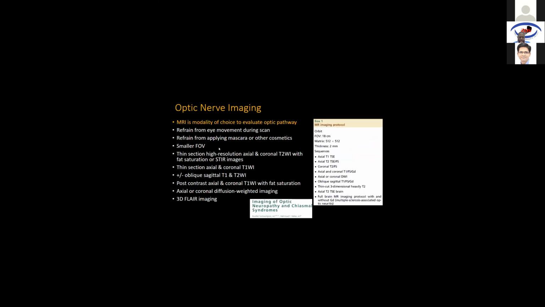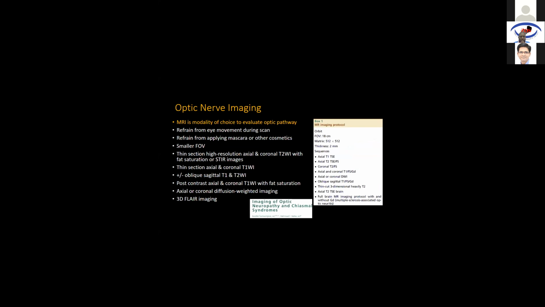So how do you image the optic nerve? MRI is the modality of choice to evaluate the optic pathway. And what we tell patients is that when they lie in the scanner, we ask them to avoid eye movement. So we ask them to actually fixate at a point. Also, if they are female patients, we ask them to refrain from applying mascara because some of those cosmetics can cause artifacts during the scan. When we image the orbits, we use a smaller field of view.